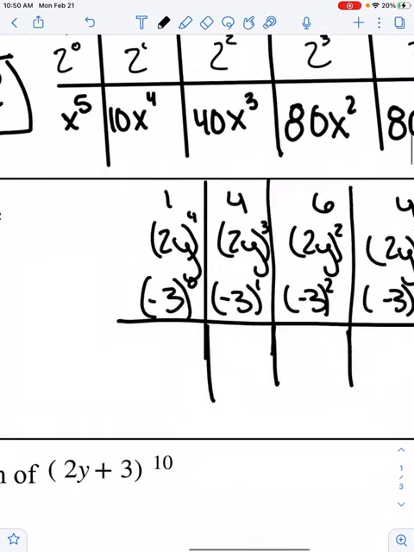So negative 3 to the 0 is 1, and then 2y to the 4th. Don't forget you have to do that 4th power to the 2 and the y. So 2 to the 4th is 2 times 2 is 4, 4 times 2 is 8, and 8 times 2 is 16. So 16y to the 4th.